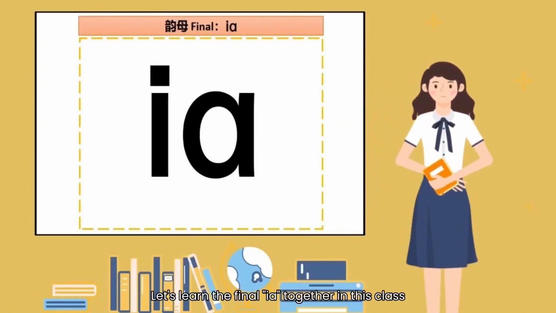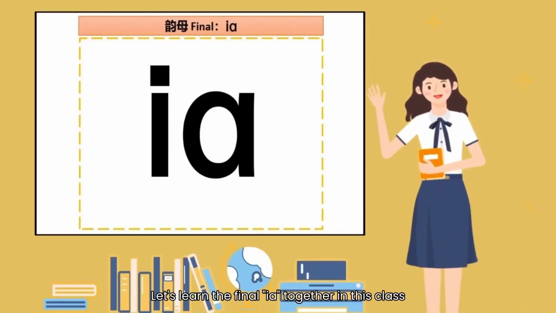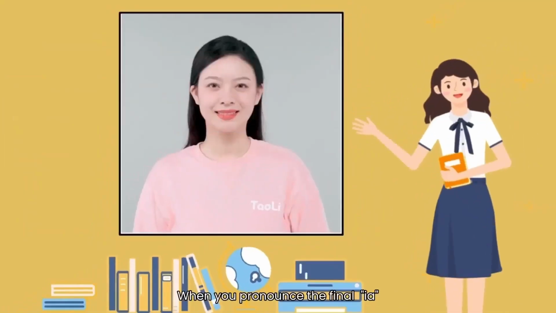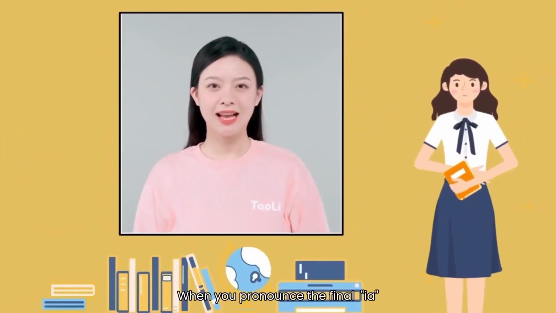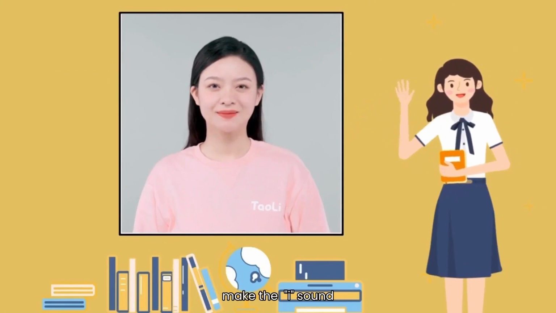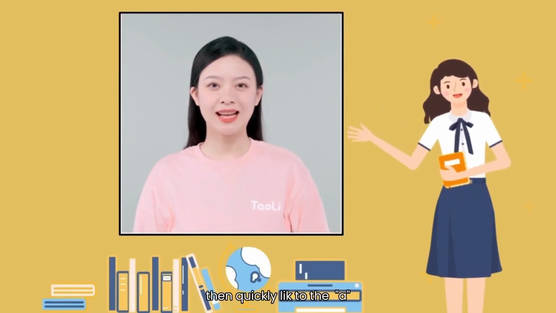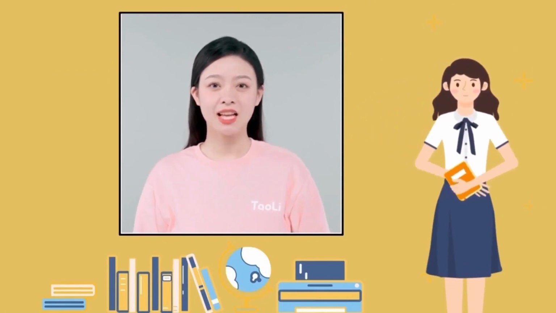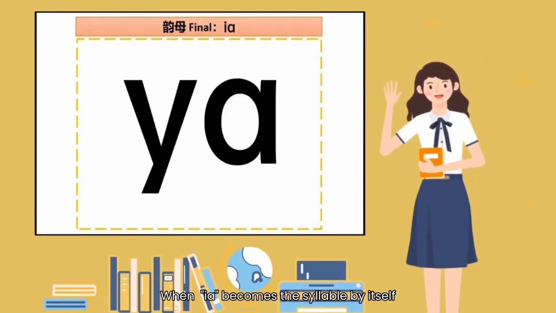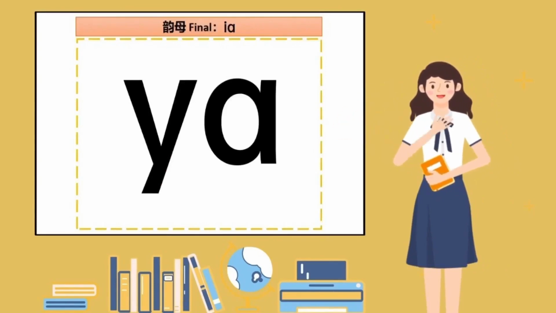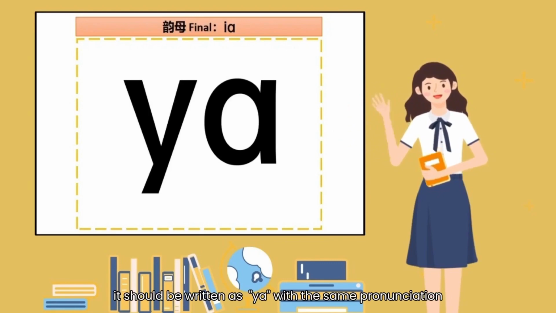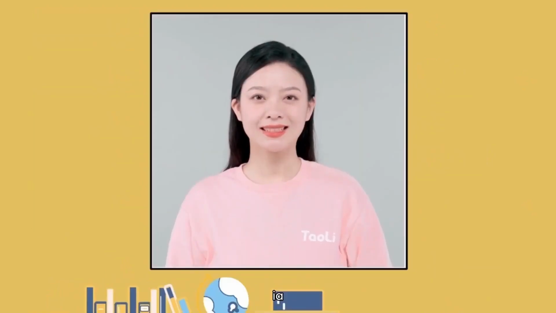Let's learn the final ya together in this class. When you pronounce the final ya, make the e sound, then quickly switch to the a, ya. When ya becomes a syllable by itself, it should be written as ya with the same pronunciation. Ya, ya, ya.